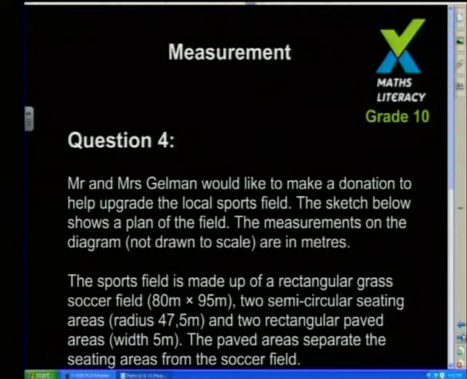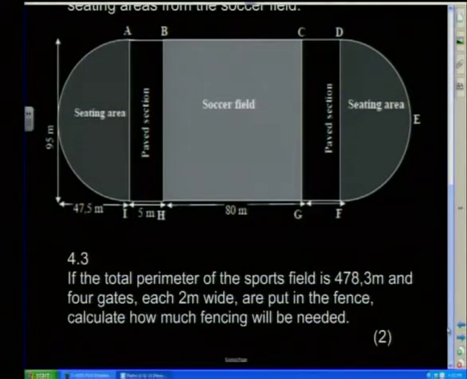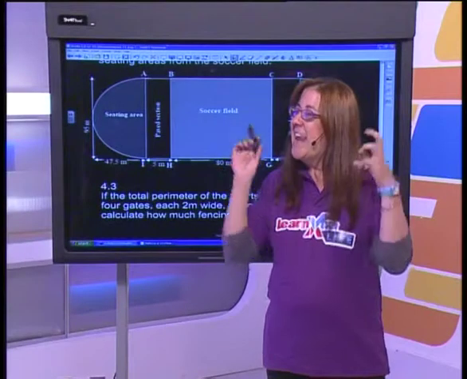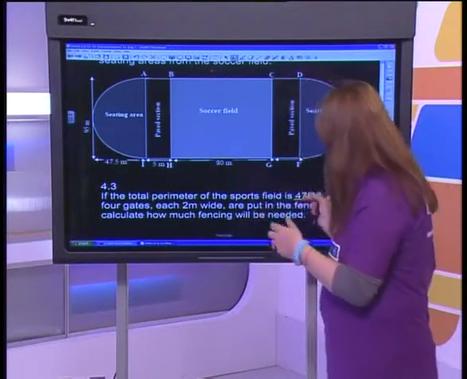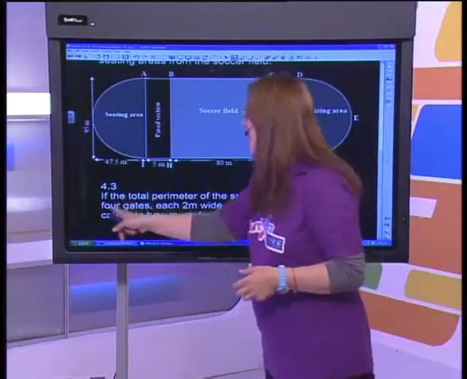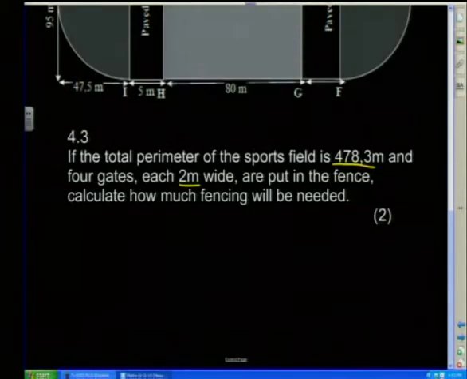Right, let's see what the next part of our question says. The next part says, if the total perimeter of the sports field is 478.3. I love these kind of questions where they actually give the answer in the next part of the question. That's just what we've calculated. And we need 4 gates, each of 2 meters wide, put into the fence. Calculate how much fencing will be needed. Well, we need our fence minus our 4 gates.